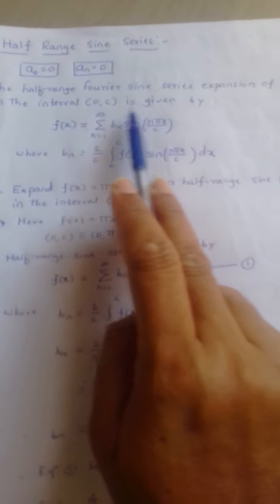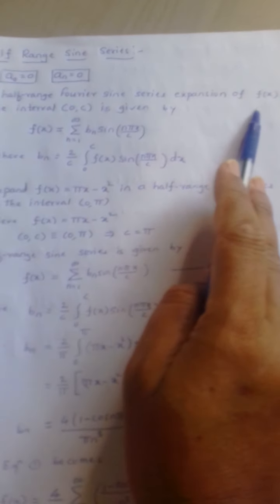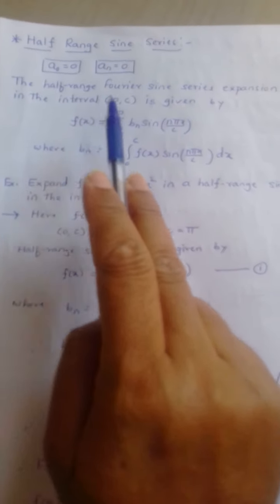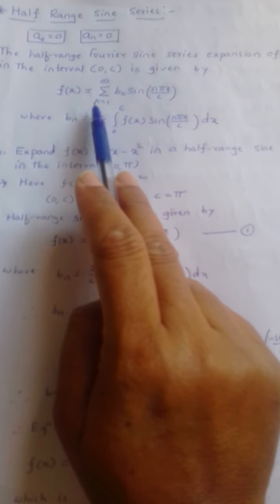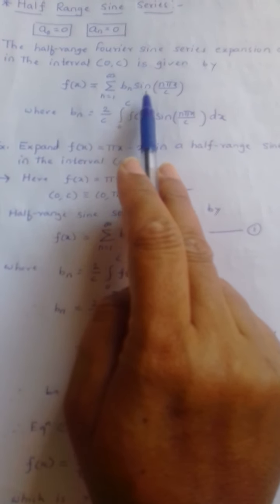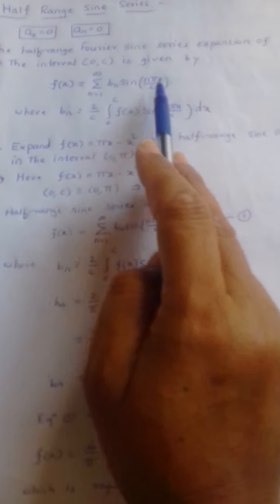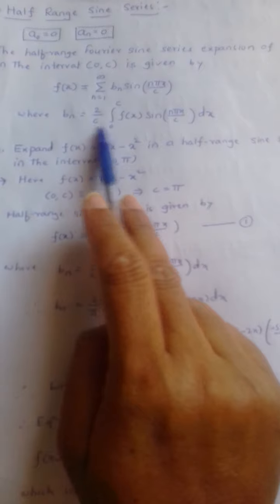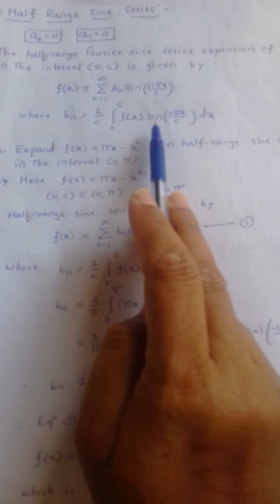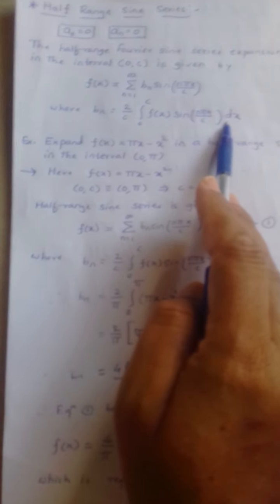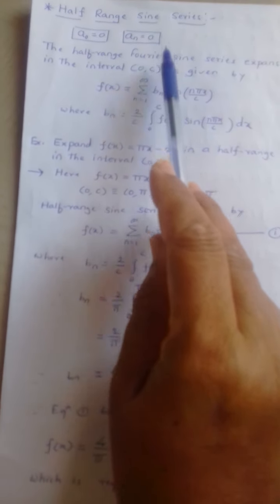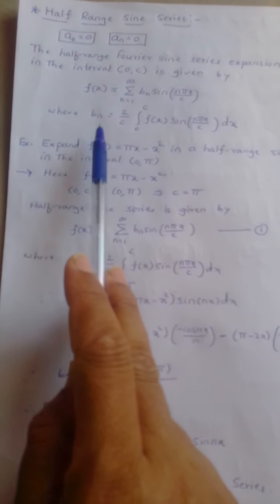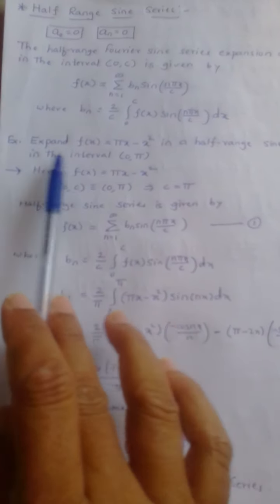The half range Fourier sine series expansion of f of x in the interval 0 to c is given by f of x equals summation n equals 1 to infinity b n sine of n pi x upon c, where b n equals 2 upon c integration 0 to c f of x sine of n pi x upon c dx. Now see here, while finding the half range sine series, these two Fourier coefficients a naught and a n are 0. Therefore, we will calculate only the value of b n. Okay, now see one example.